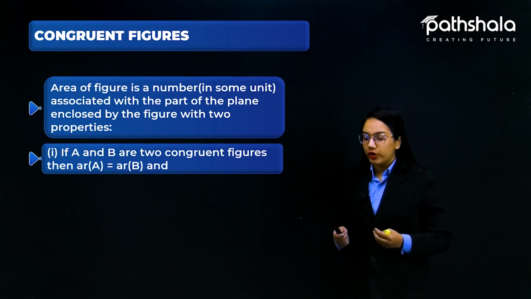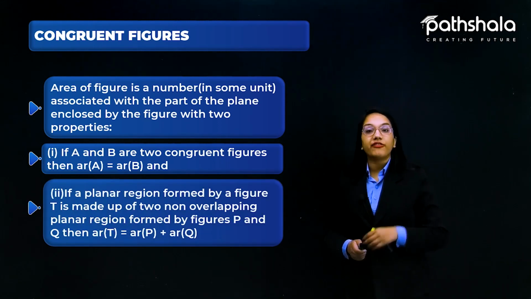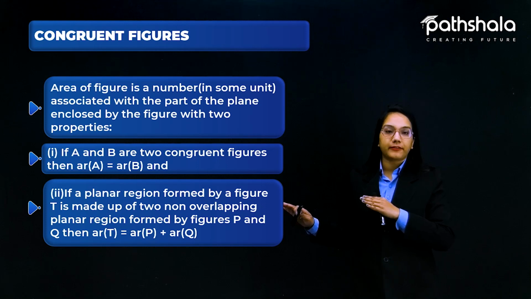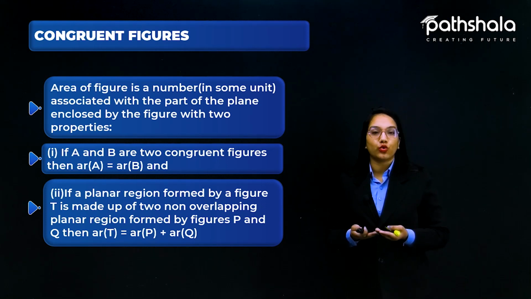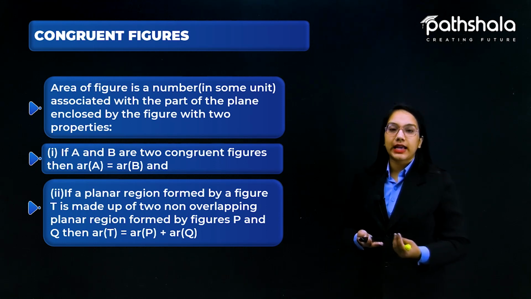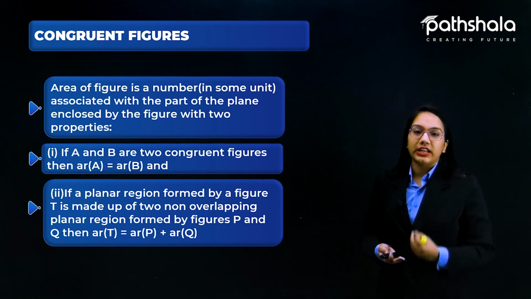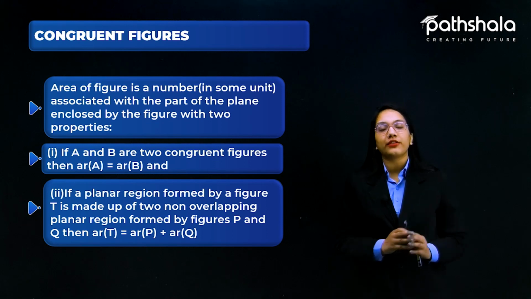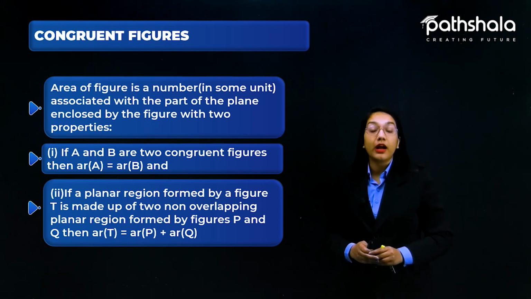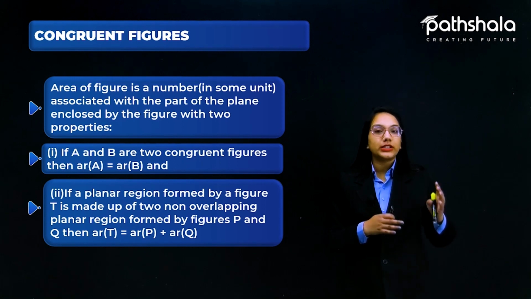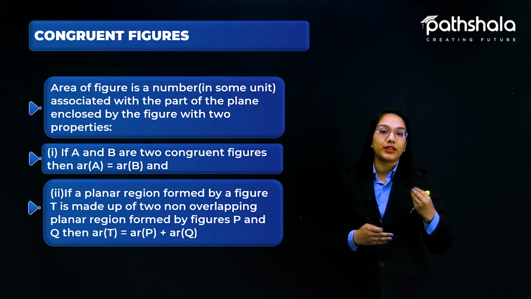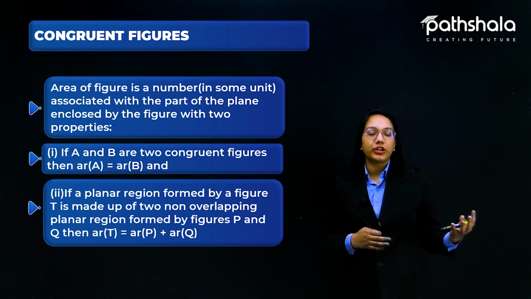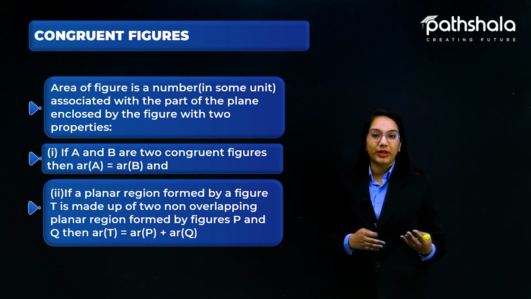Furthermore, about the second property, if a planar region formed by a figure T, the previous figure that we have taken, is a combination of two non-overlapping figures, then a planar region formed by the figure T is made up of two non-overlapping planar regions formed by the figure P and the figure Q, and then we can write the area of T is equal to the area of P plus the area of Q. So this is all related to the concept of the area of congruent figures or the area of two non-overlapping figures, which can be written as area of T equal to area of P plus area of Q.